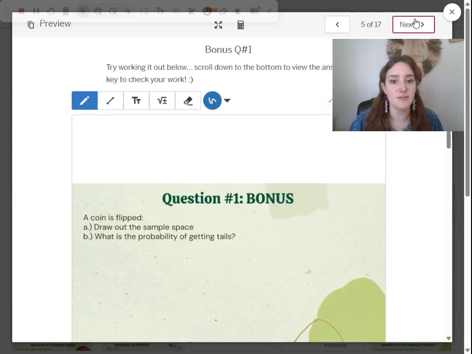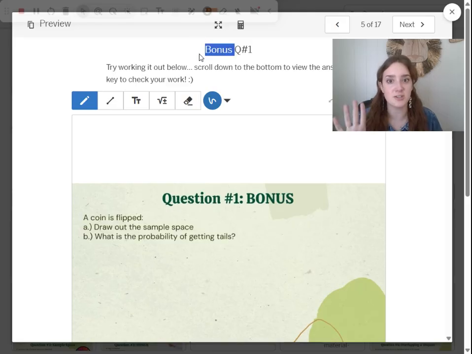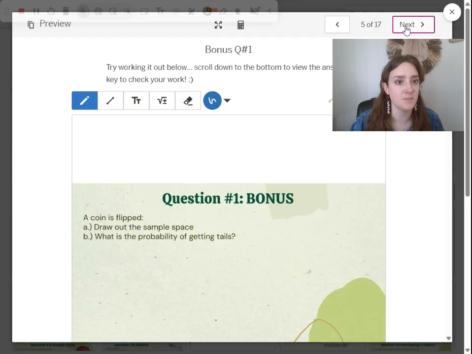All right, remember, for every question, there is a bonus question. This is meant for you to try on your own. Draw out the sample space, draw the picture of a coin flipped, calculate the probability of getting tails, and then once you're ready, you can scroll to the bottom to check your answer. So again, the bonus questions are meant for you to try on your own, so I'm not going to go through them in this video.